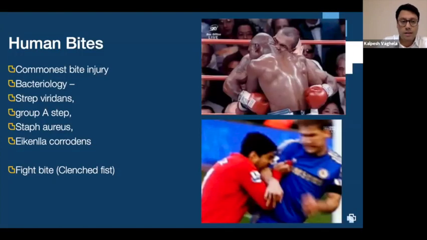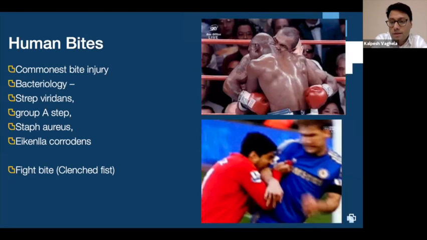So human bites are actually very common injuries, and you can see I've got a couple of pictures of some famous biters in sporting scenarios, but they do happen often. It can be little kids biting each other. It can also be part of non-accidental injuries. So you need to be really aware when you see someone with a bite of the importance of taking a thorough history and understanding the consequences behind that.